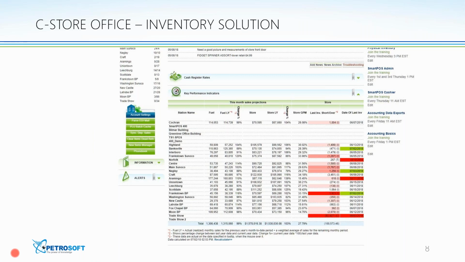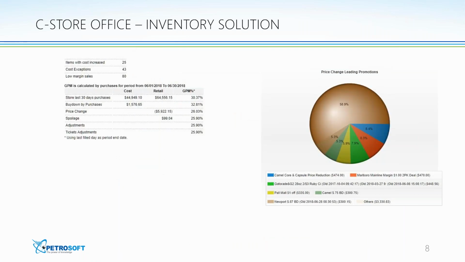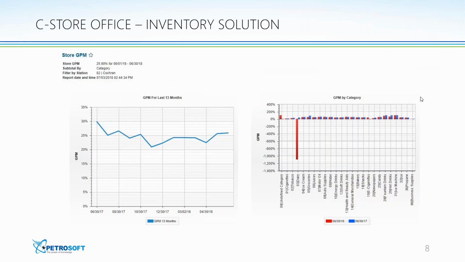We also have the store GPM report, which gives you a full view of your store's gross profit margins broken down by category over a period of time. This is a long report, so we have it broken off into 2 separate slides here. So the chart here, this report was run for a year's time, and the GPM is shown from June 30th of 2017 all the way to current. You can track the progress of the overall store GPM, and then to the right we have GPMs broken down by category.